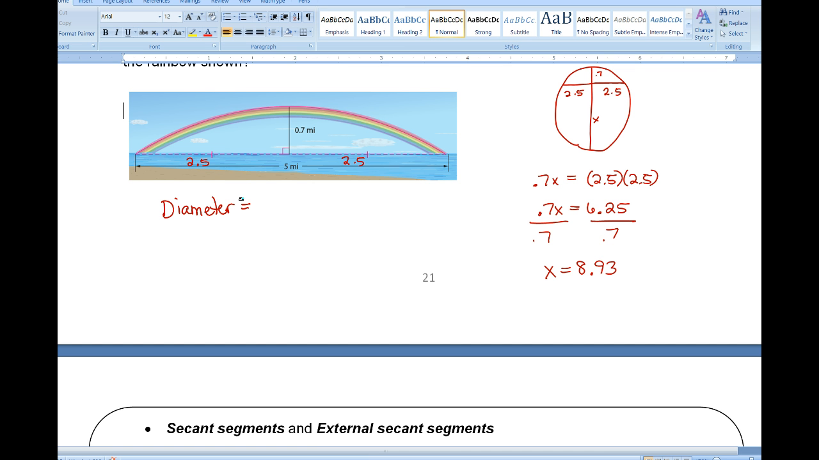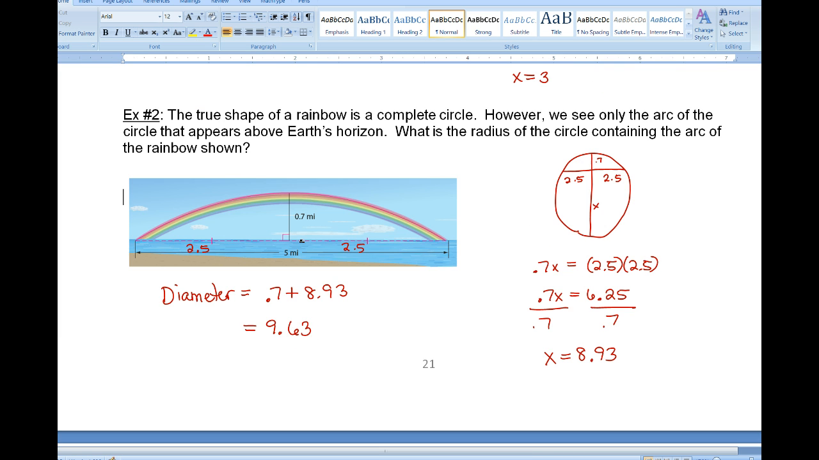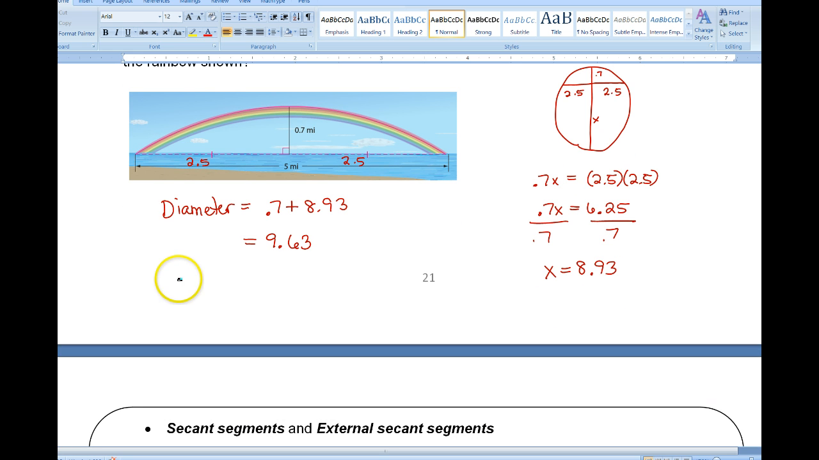Okay, guys, we're not done with this example. What's the diameter of the circle? It's 0.7 plus 9.3. It's not 9. So it's 9.63. No, 9.67. Okay. And then what's the radius? Half of that. Right, half of that. Out of curiosity, why is that 9.63?